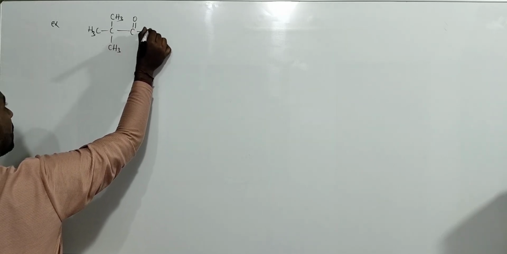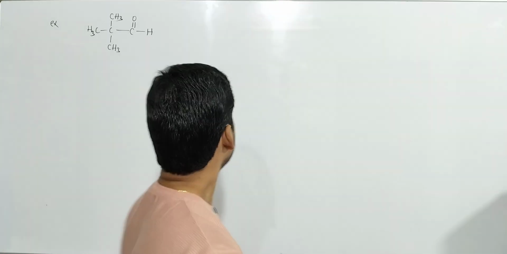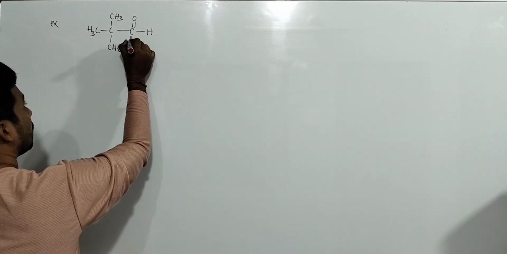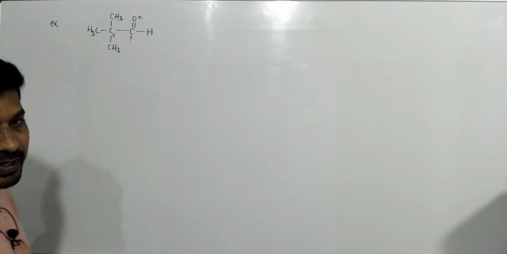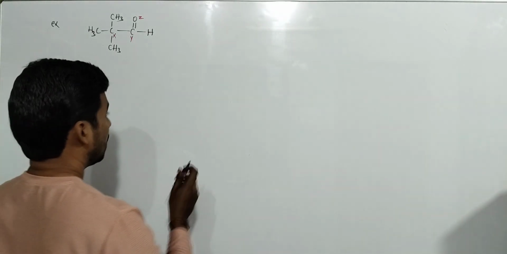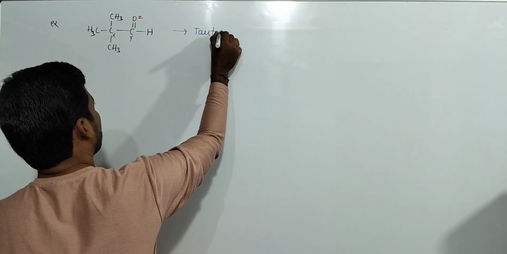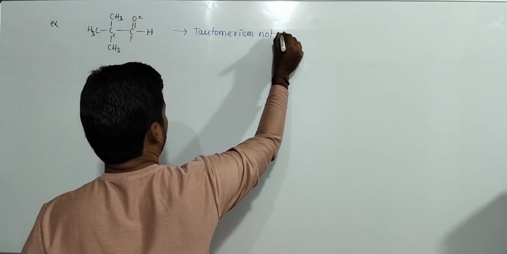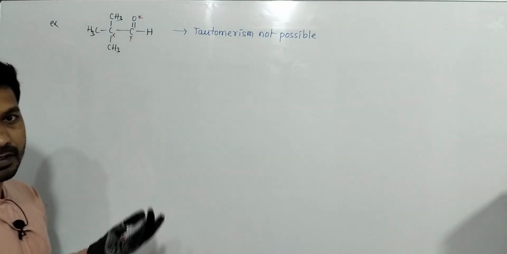In 2,2-dimethyl propanaldehyde, is tautomerism possible or not? Verify once. Of course, Y form is okay. Z form is okay. X form is not okay because X contains no hydrogen atom. So here you can say tautomerism is not possible in this molecule, because our X atom contains no hydrogen.